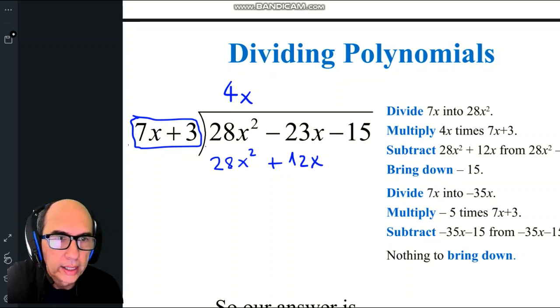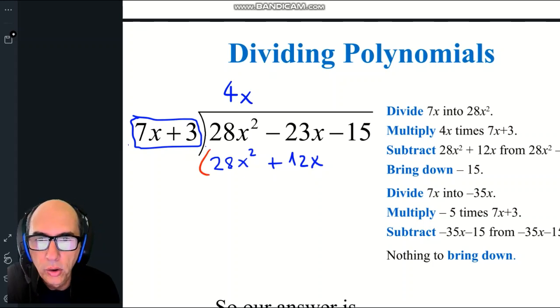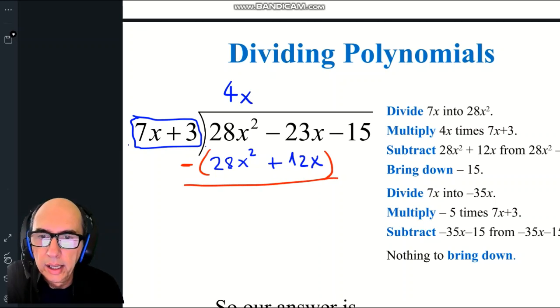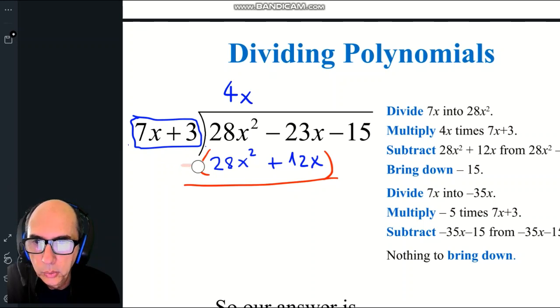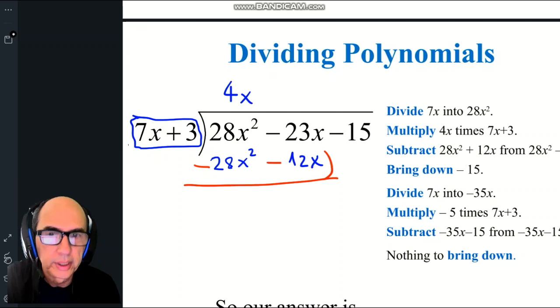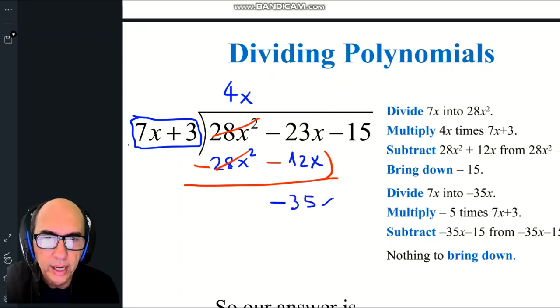And subtract. Remember, we need to subtract this whole thing. And I will do something here because I don't want to make mistakes. When I'm subtracting, I will change the sign. So this positive 28 becomes a negative 28. This positive 12 becomes a negative 12. Okay, so cancel out. And negative 23x minus 12x, negative 35x.